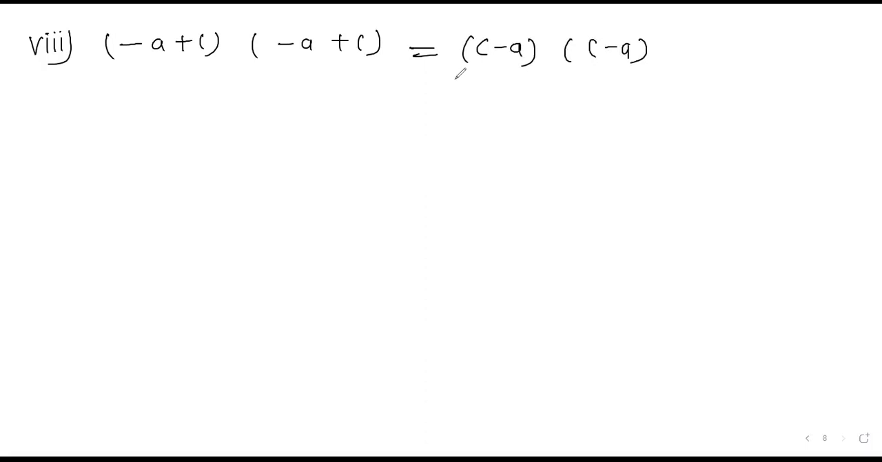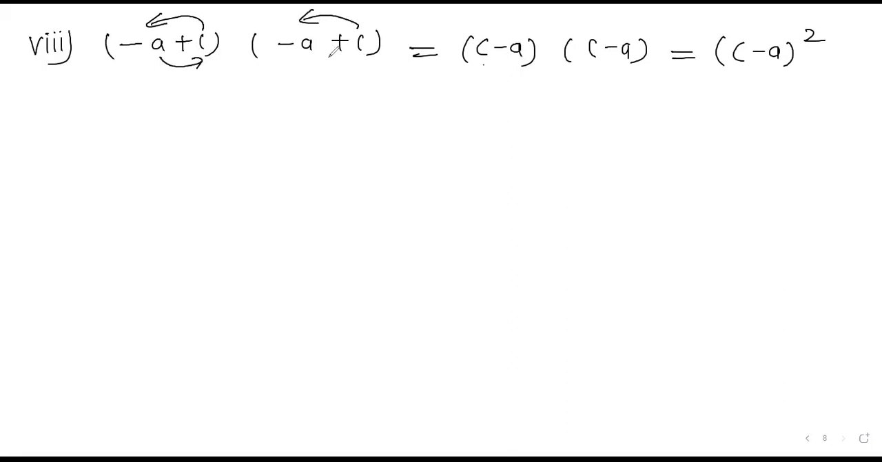Now the 8th part: minus a plus c, minus a plus c. Now look at this question. It will confuse you if you do not write properly. Can we write this as c minus a, c minus a? Yes, of course we can. So we will write c minus a whole square, because both the terms are the same. There is no difference, right?